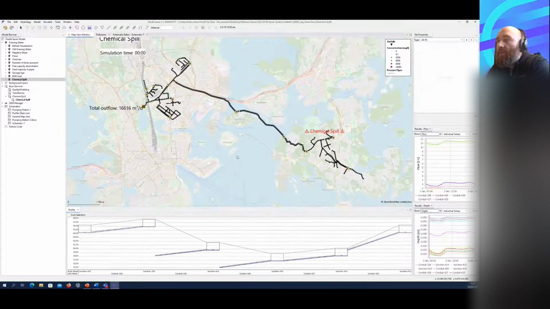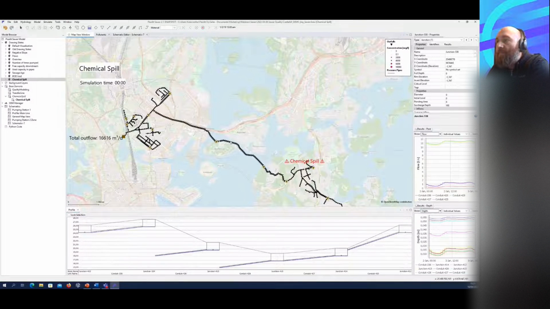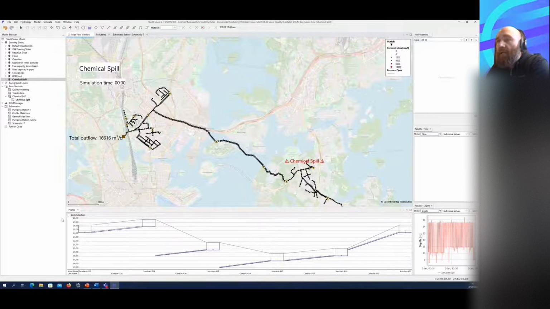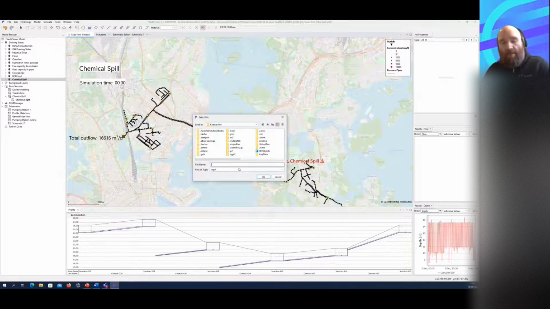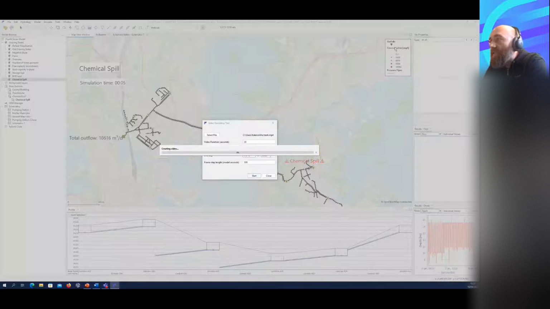So I will just select this and press this record button, and here you can create the simulation of 20 seconds from this selected map view with this selected visualization.